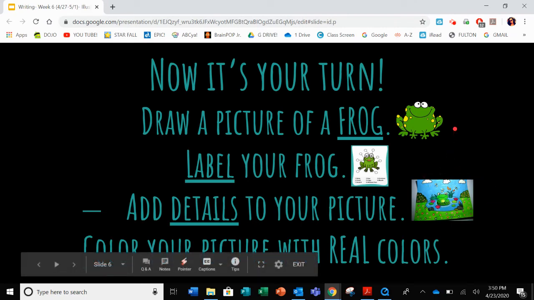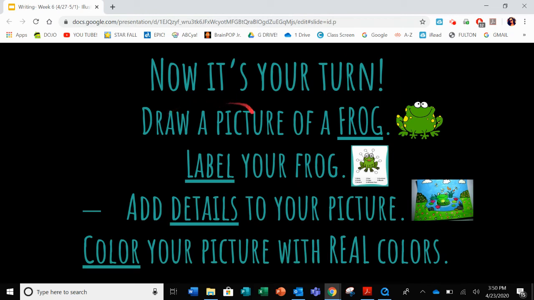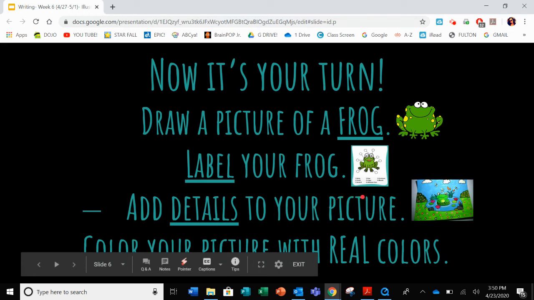All right, boys and girls. So now it is your turn. I want you to draw a picture of a frog. Label your frog. So you can label the parts if you want, or you can label your story like Miss Felvable did. You have options. Whatever one you feel like doing, you can label the frog, or you can label the entire picture that you drew. And then add details to your picture.